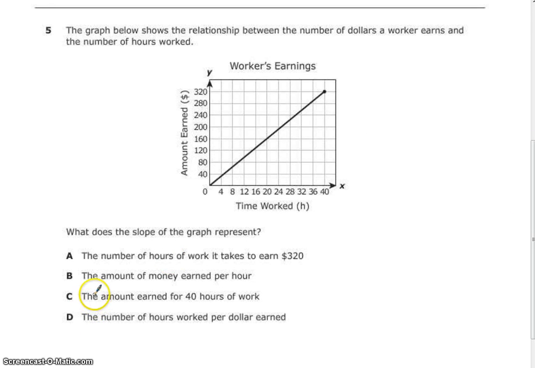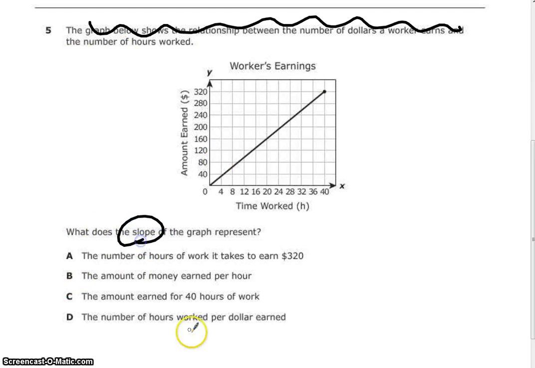Looking at number 5. The graph below shows the relationship between the number of dollars. Remember what I told you about what's above it? You don't have to spend your time reading it. It is a time test. You get tired of reading. I understand that. Therefore, you do not have to read what's above these graphs. What does the slope represent?